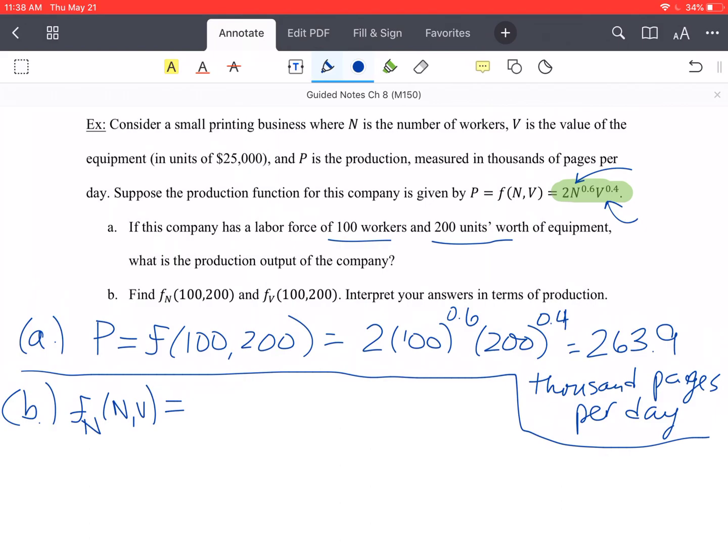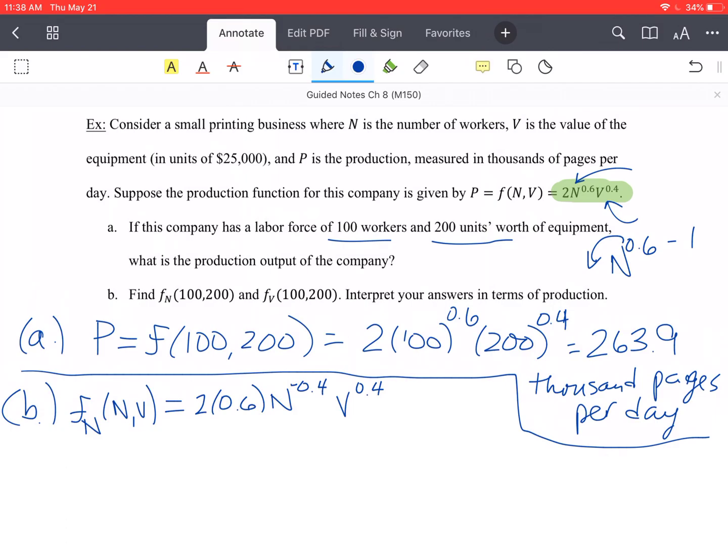Now we're going to use the power rule for this, right? So if we have n to the 0.6, we're going to bring the power down and subtract 1 from the power. So this is going to be 2 times 0.6 n to the negative 0.4 times v to the 0.4.